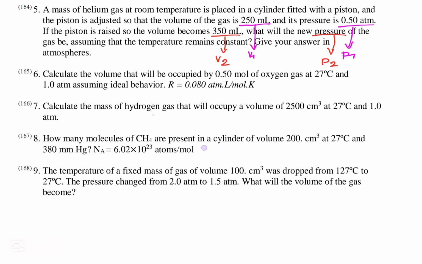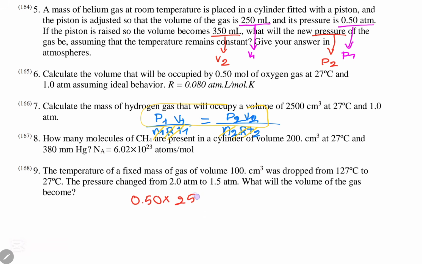So what's the general equation we know? We know P1V1 over N1RT1 is equal to P2V2 over N2RT2. Okay? So we know what? We know that the number of moles is constant, R is always constant, and the temperature is constant. So the equation we're going to be using is P1V1 is equal to P2V2. Okay? So that would mean that P1, which is 0.50 atmospheres, times volume 1, which is 250 milliliters.